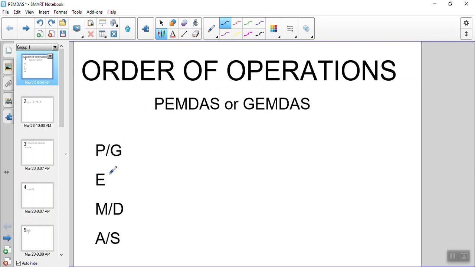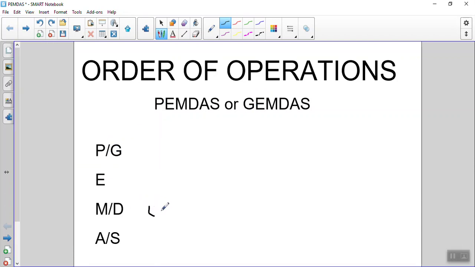acronym stands for. PEMDAS is the P or the G, so sometimes it's referred to as GEMDAS. It is parentheses or groups, you have to do those first, and then exponents, and then multiplication and division. You do it at the same time from left to right, and then addition and subtraction also from left to right.